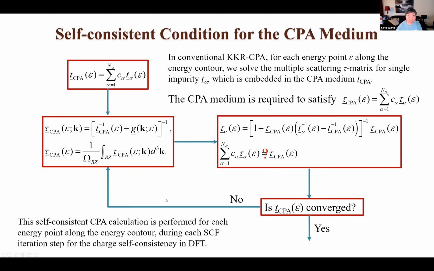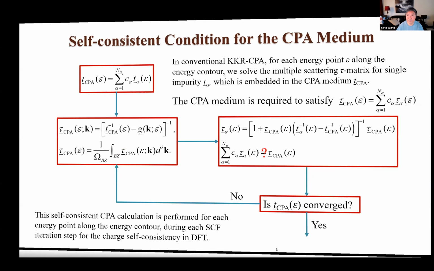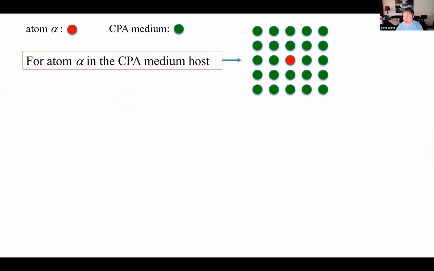Also, this iteration takes place for each epsilon. Remember that we have to calculate the Green function on the energy contour, and we pick some points on the energy contour. For each energy point on that contour, we do these calculations to find what tau alpha is. Then we can calculate the Green function on that energy contour. So this calculation takes place for each energy point. You can stop me if you have any questions.